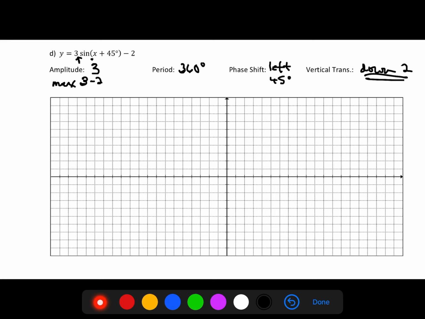So this, we have to keep in mind, our max was 3, but we take away 2, means our maximum is 1. Our minimum was negative 3. Taking away 2 means we're going to go down to negative 5. So to plot or label our axes, we know we're going to have to go up to 1, down to negative 5. So we want to make sure down here we've got enough space to get to negative 5.